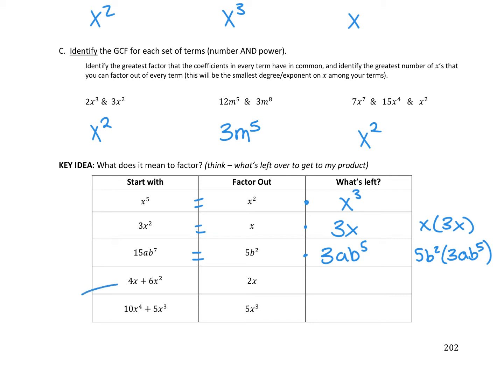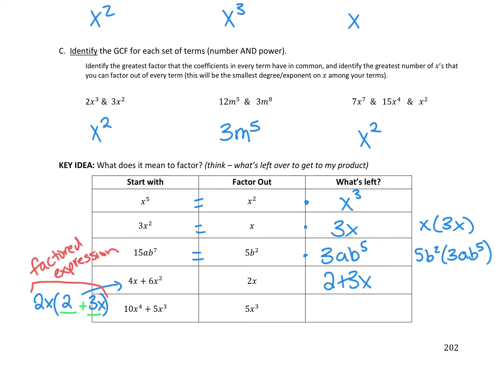So we're saying that this expression is equivalent to our greatest common factor, 2x, times something. And we know that that something, if we were to redistribute, would need two separate terms with a plus sign in them. We're basically undistributing. So 2x times 2 would give me back my 4x, and 2x times 3x would give me my 6x squared. So what's left in the parentheses is 2 plus 3x.